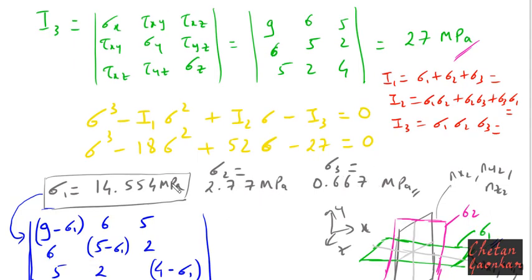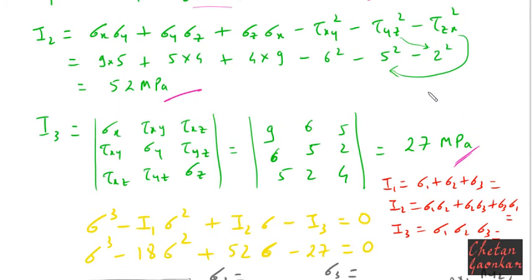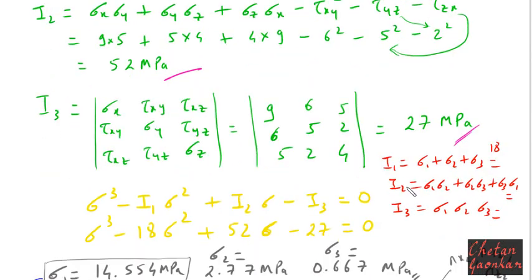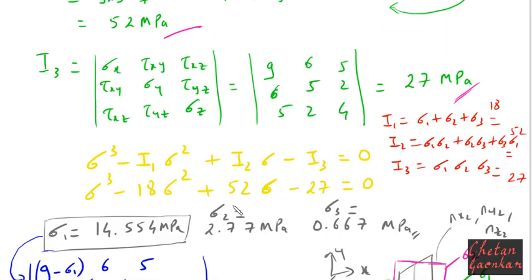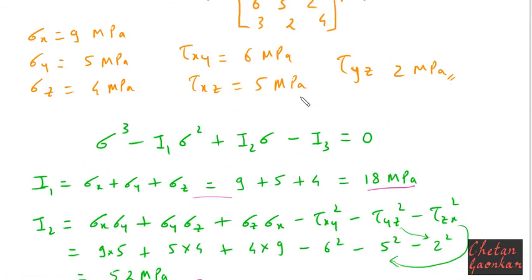If we don't take all the decimal points, then it might not be exact, but it will always be very close to these values. So this I1 will be almost equal to 18, this I2 should be almost equal to 52, and this I3 should be almost equal to 27. You may try it. Just substitute the values of sigma 1 sigma 2 sigma 3 here, check the values of these invariants, and then we are done with our problem.